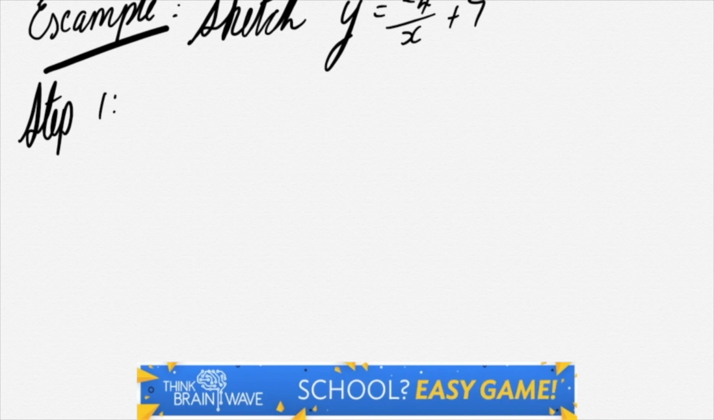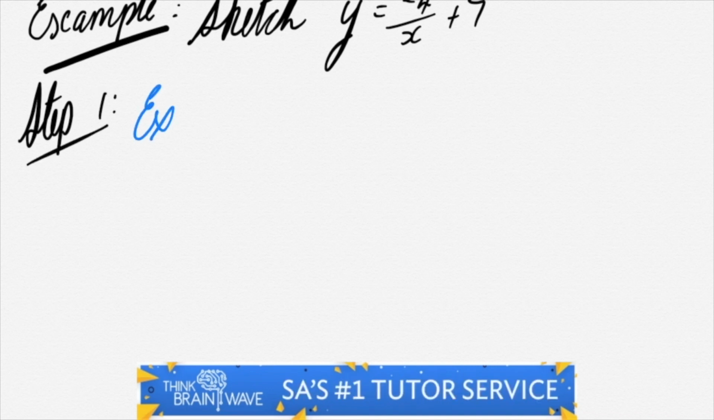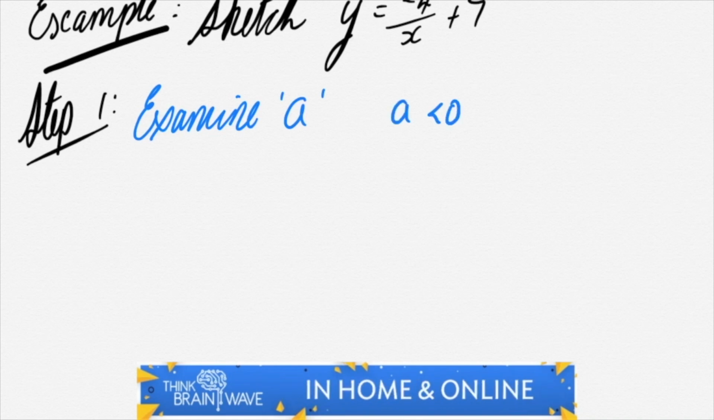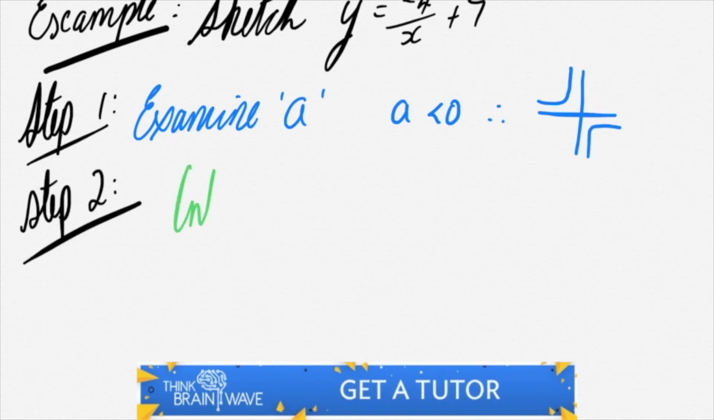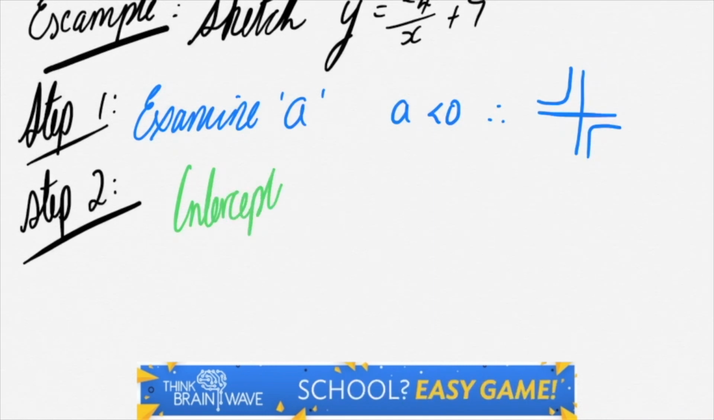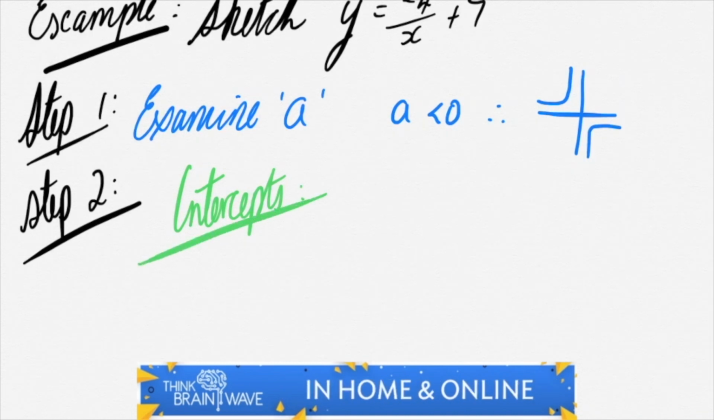So let's do another example. Let's sketch -4 over x plus 7. Instantly, we need to examine a. A is a negative number. We say a is less than 0, so it's in the second and the fourth quadrant. Step 2 is our intercepts. We need to say our y-intercept when x is equal to 0 and our x-intercept when y is equal to 0.